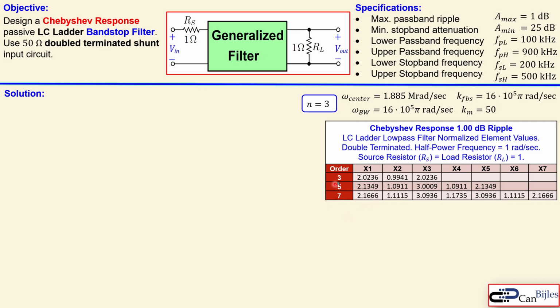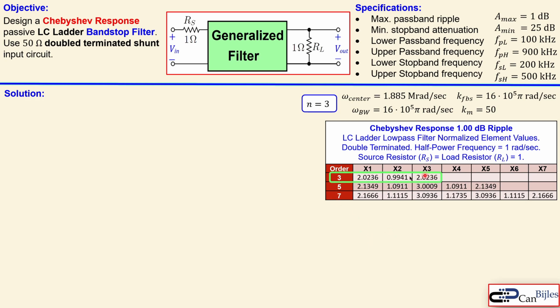This is a table for the 3rd order, 5th order, and 7th order Chebyshev response, 1 dB ripple, for LC ladder low pass normalized element values. So it is still low pass, but we need to transform that shortly to a bandstop filter.